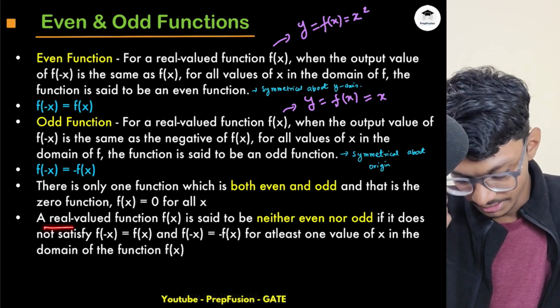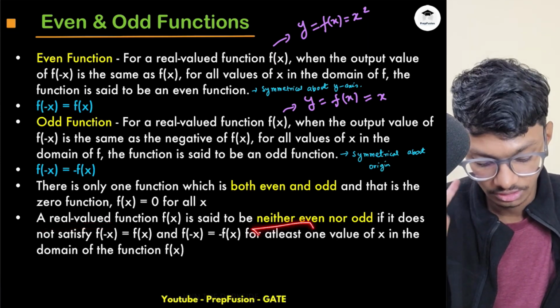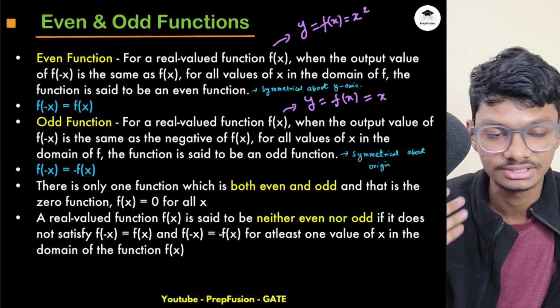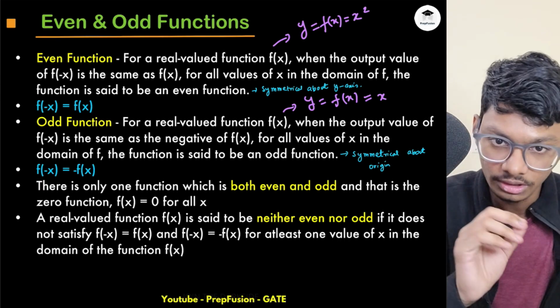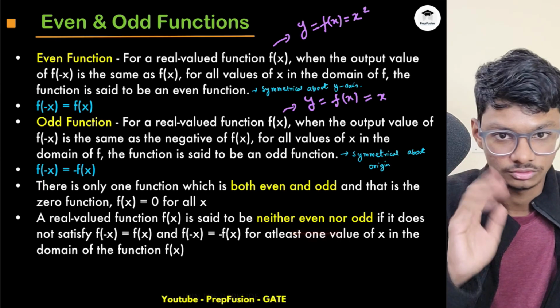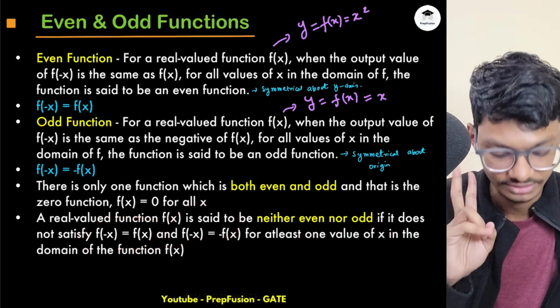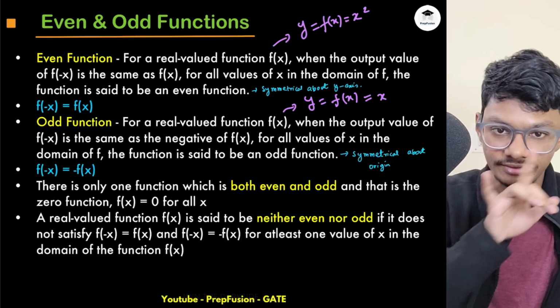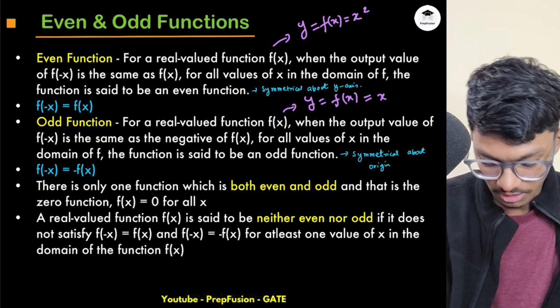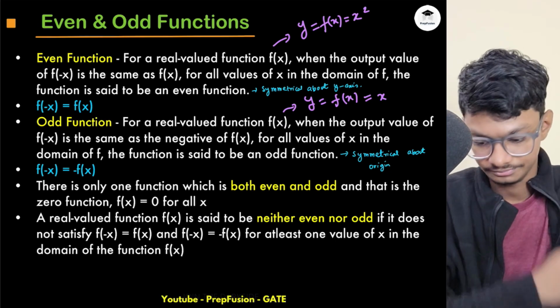Okay, so a real valued function can also be neither even nor odd. So it doesn't necessarily mean a function has to be either even or odd. It can be neither even nor odd. So if it does not satisfy these two relations, it will be called a neither even nor odd function. Okay, so what can be the example of that?